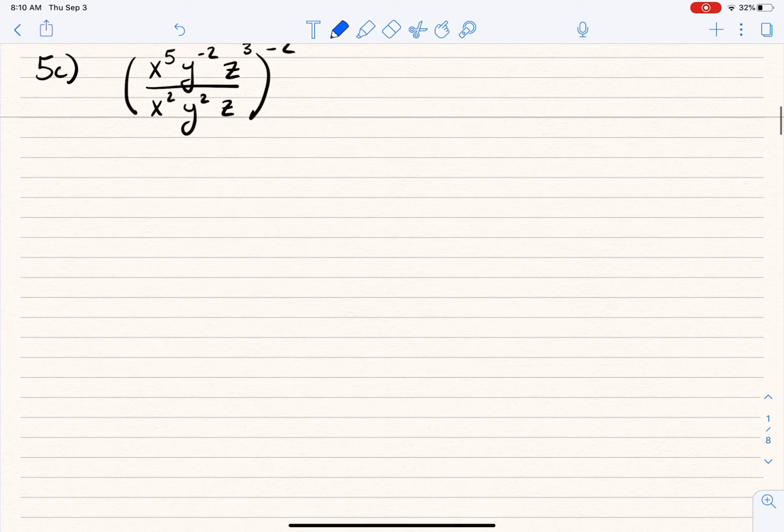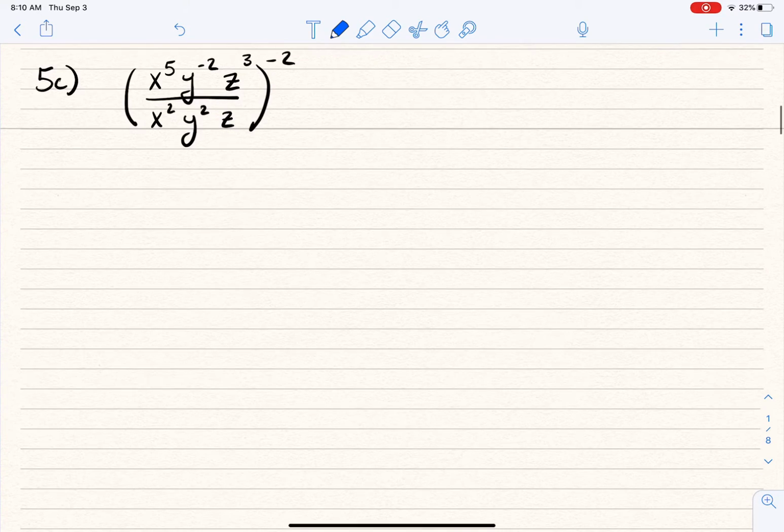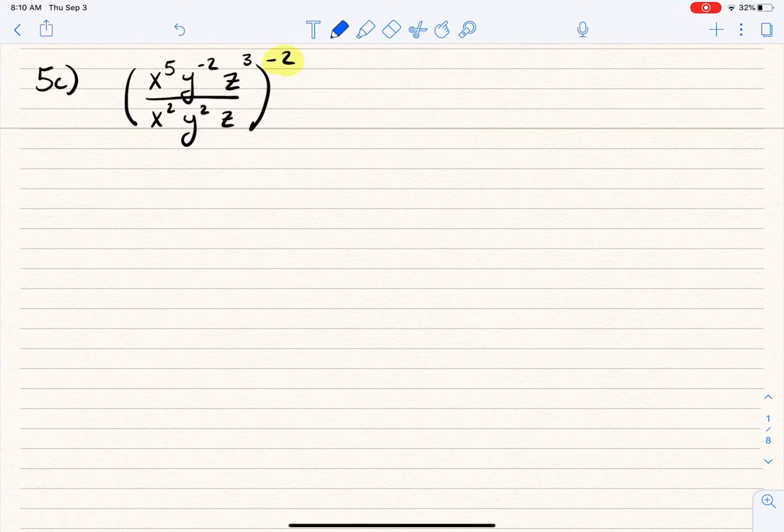All right, moving on. Let's look at 5C. Now this time, we start with a quotient right from the beginning. We're starting with this huge fraction, but everything's being raised to a power, and notice that that power is negative. So if we're raising everything to a negative power, one of the rules of exponents was that you could just go ahead and flip everything inside and deal with that negative. So that's what I'm going to do.